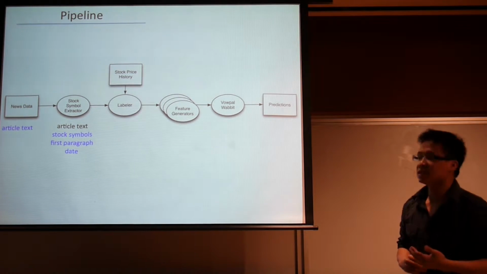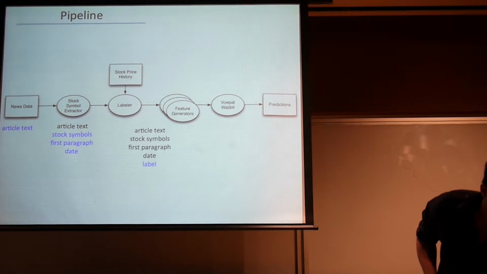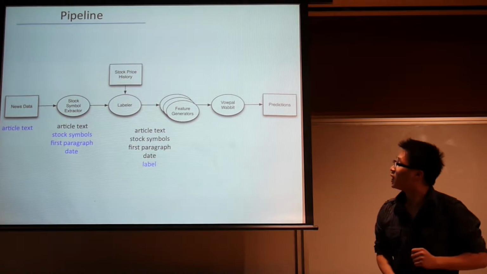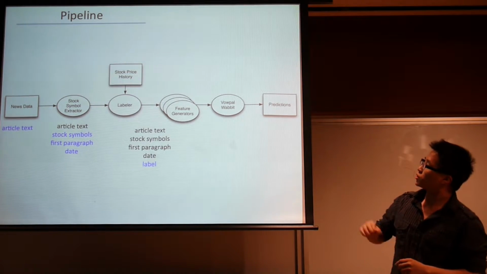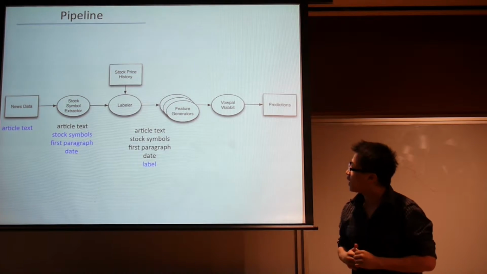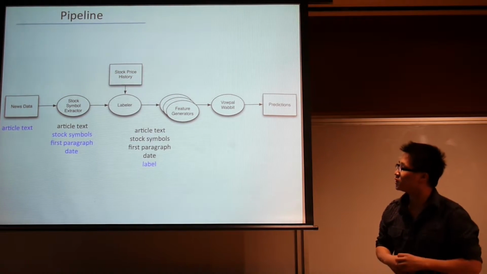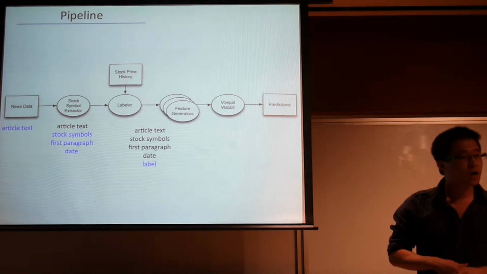And we also extracted the date so that we can match these articles up with the stock prices that we crawl. Next, we labeled this data, right? We took stock prices that we got from Yahoo, and based on the date, we basically labeled these articles as either having gone up or down.